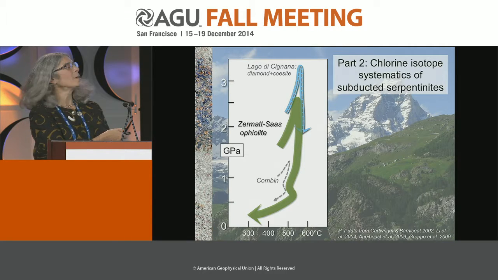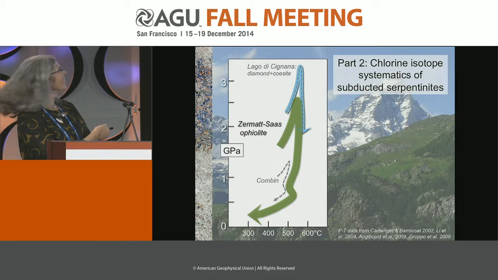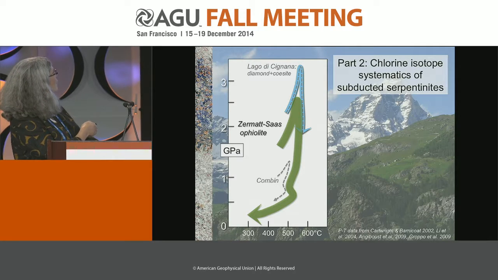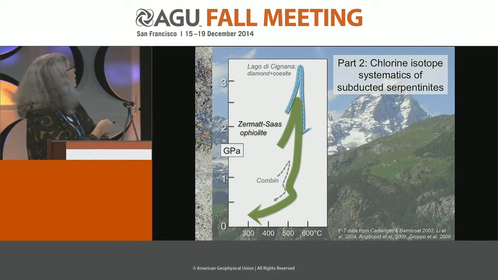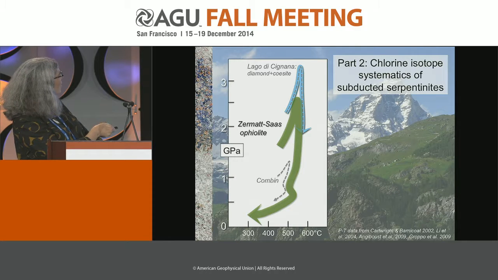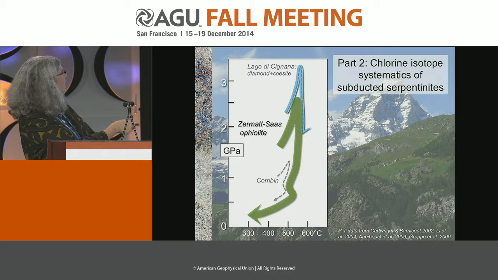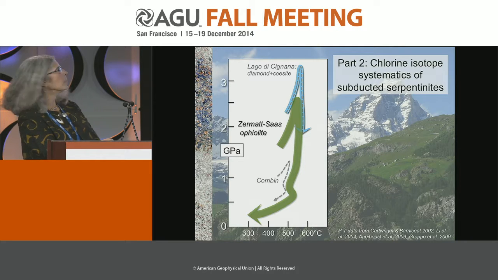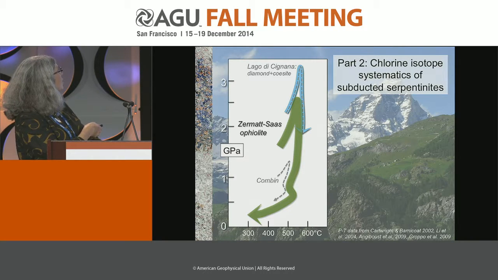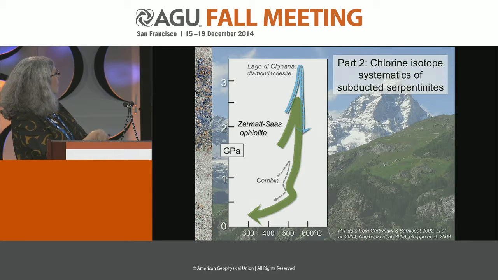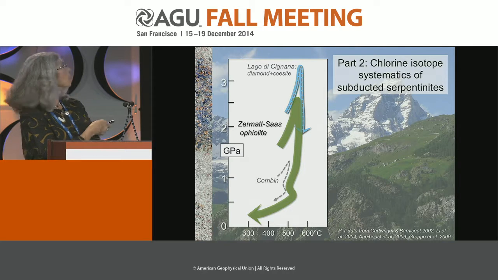Let's more quickly go through two other case studies. All right, first of all, the Zermatt-Saas ophiolite. This is on the south side of the Matterhorn, a very large intact package of ophiolitic material. And I'm going to focus specifically on serpentinites that have followed the PT path broadly described by the green arrow here, based on data from all of these people.